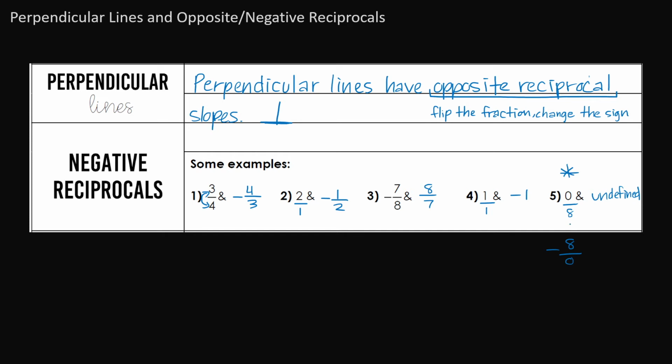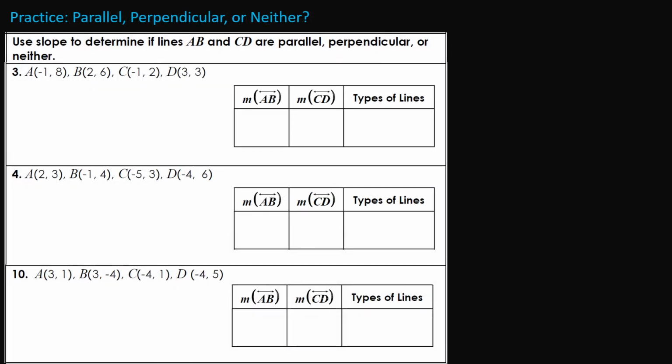Very important to remember. Horizontal and vertical lines will always be perpendicular to each other. So let's practice. We're going to decide, using these points, if the lines are parallel, perpendicular, or neither. So I'm given A, B, C, and D.